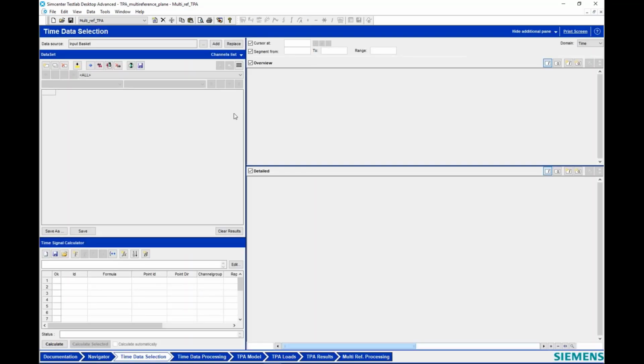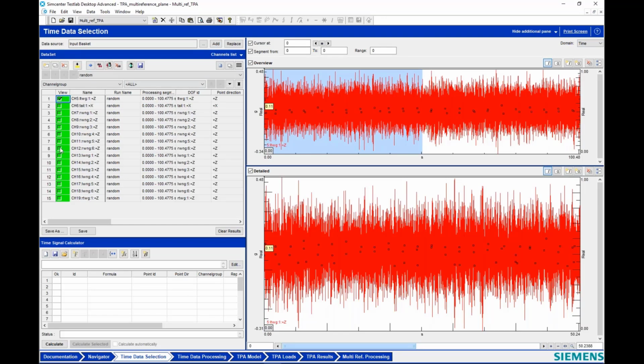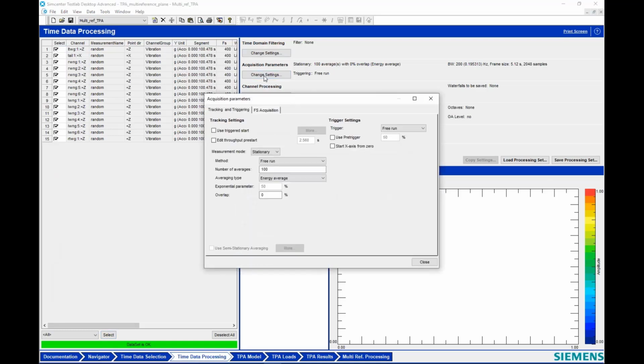Okay. So then I go to time data selection, replace some input basket. So there's my time data. So I have 100 seconds. Go to time data processing, select all my curves, go to stationary. So I'm going to do 100 averages, and I can either do energetic average or I think the slide said linear average. Okay, but you can do either way. I guess I'll do linear average here.